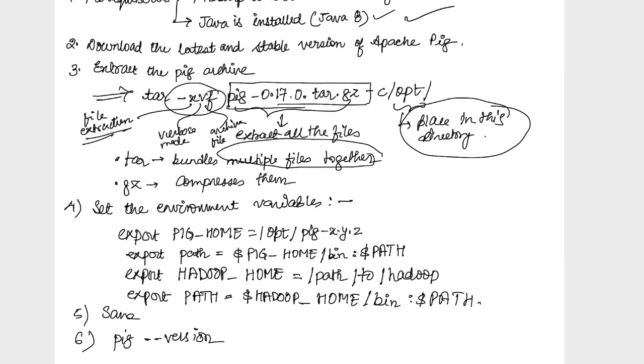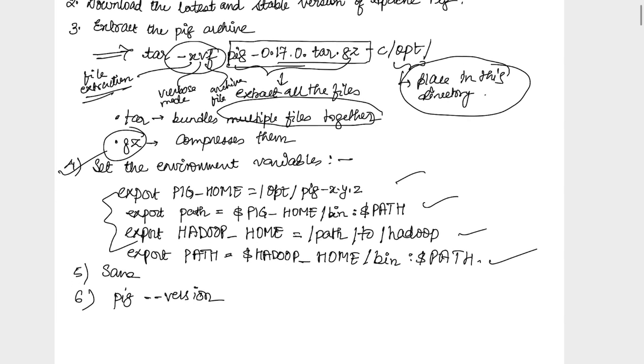Now once your multiple files are bundled, you have to compress them using the .gz command. Now you have to go to environment variables and do the following changes. These four are the commands you have to learn by heart and remember. Export PIG_HOME=/opt/pig-x.y.z, where you are just putting the version of the Pig, and then you're declaring all the home path and Hadoop home, everything.